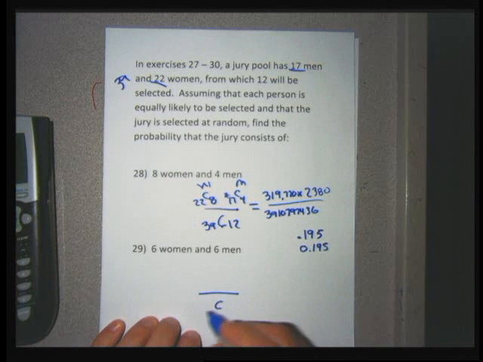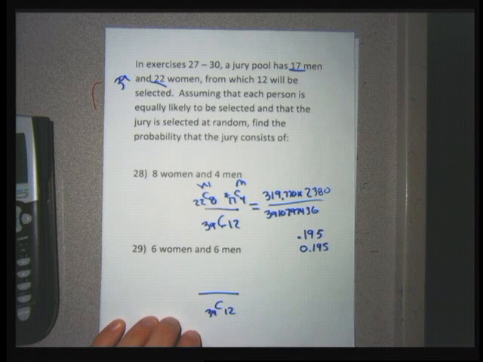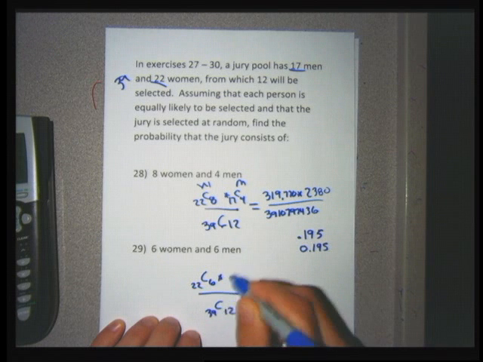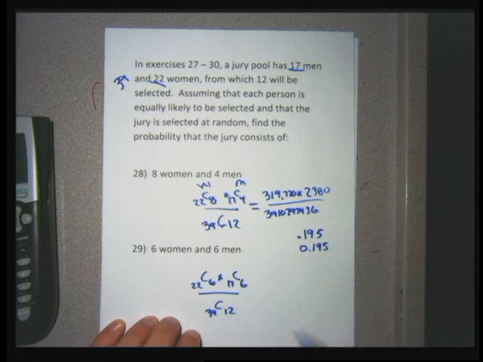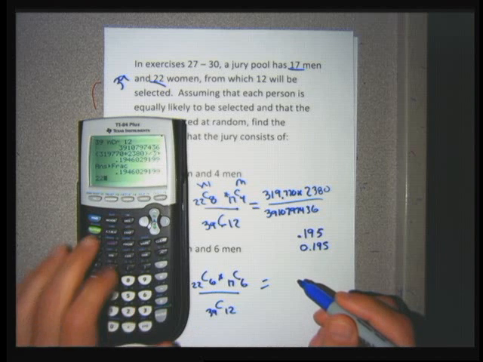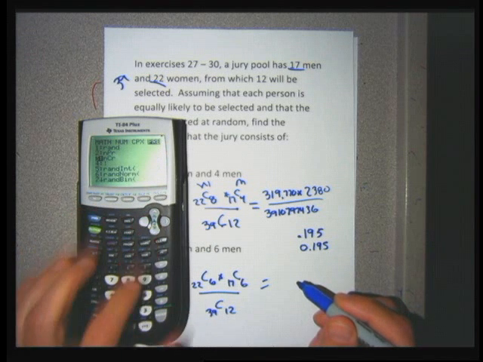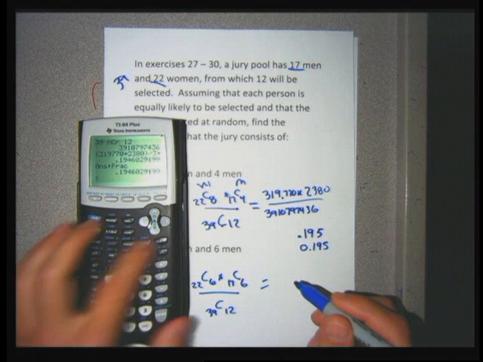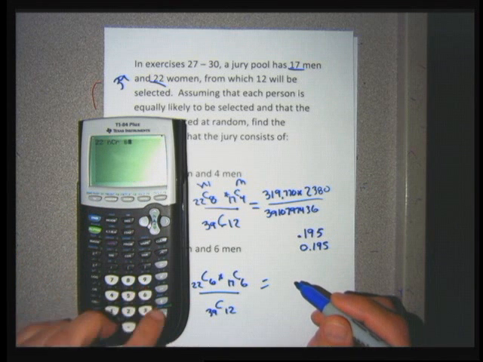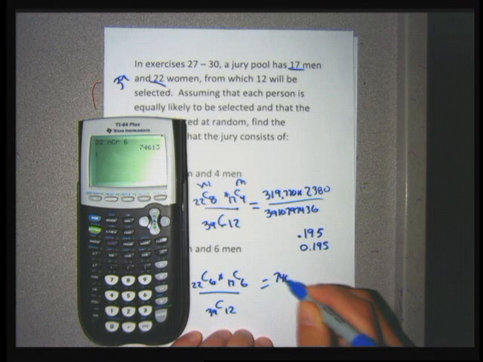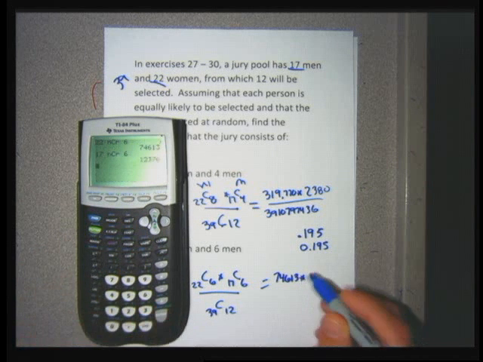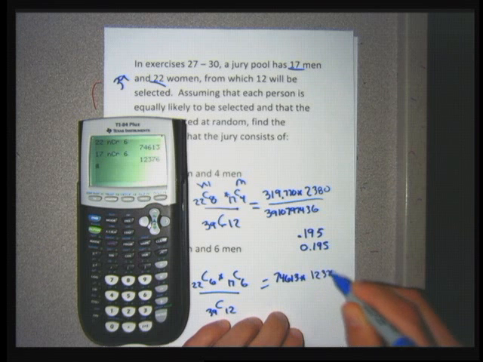Problem 29 is the same style of question. I could get any 12 of the 39 people in the jury pool, but I want 6 women, so I can get 6 of the 22 women and 6 of the 17 men. Yuck. So here, when I do 22 choose 6, I get 74,613, and then 17 choose 6 is 12,376.